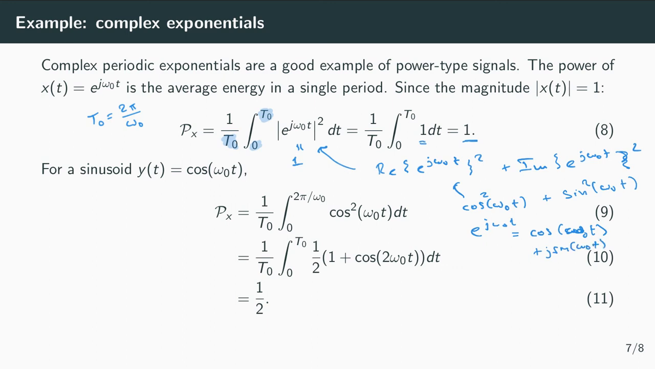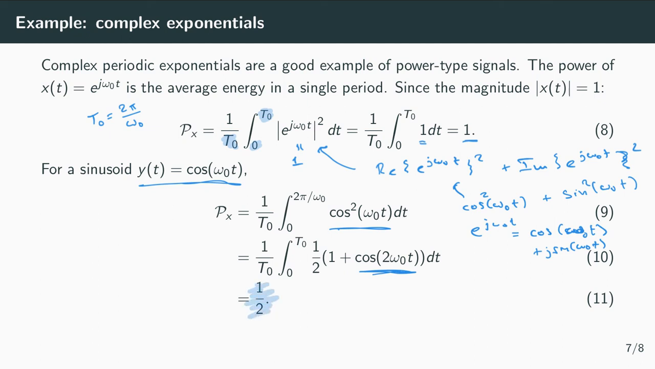So if we wanted to look at just the power of the cosine part, we can go through the same exercise. We take the average energy in a single period. So here we're going to take the square of the cosine, that's the instantaneous power in the cosine, and then we're going to integrate over one period. And then we can use our trigonometry formulas to convert this cosine squared into a double cosine, 2 omega naught t. And then when you do this integral, you're going to get that in the end, your power is a half. So the question is why?